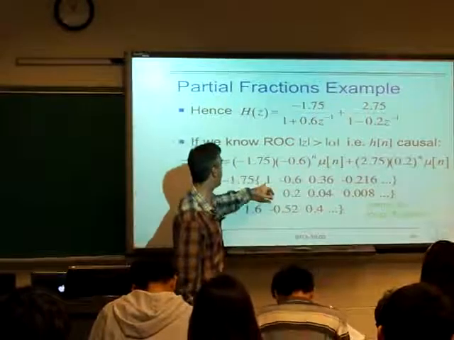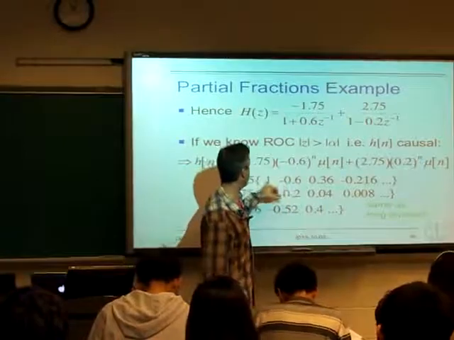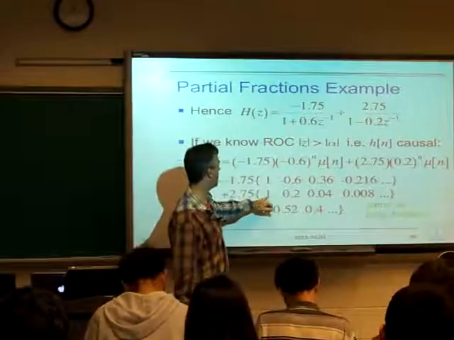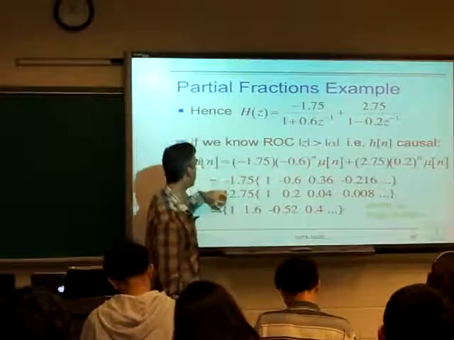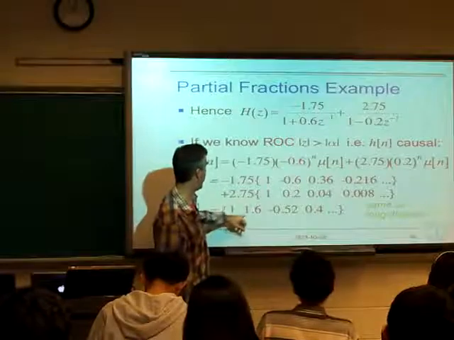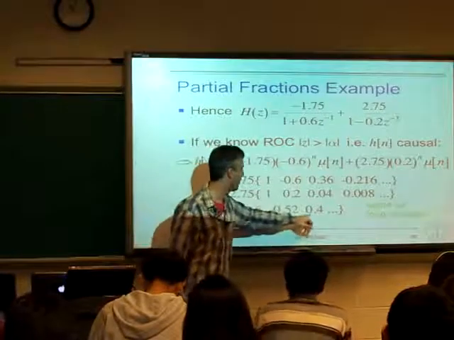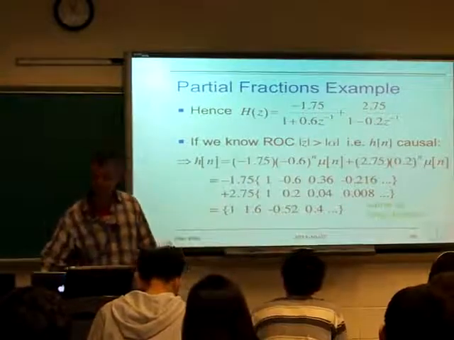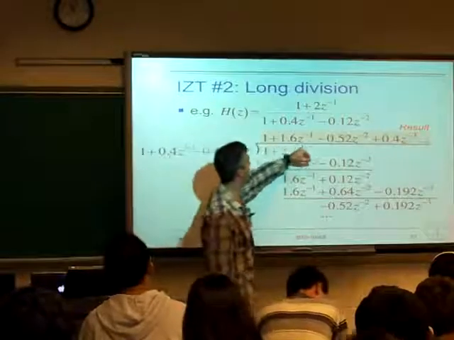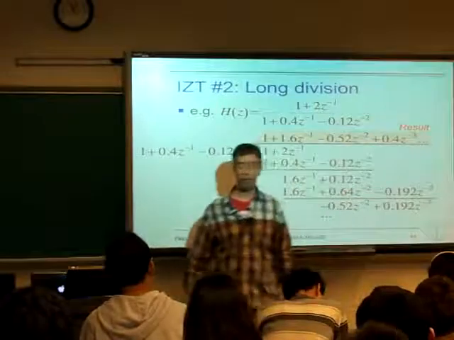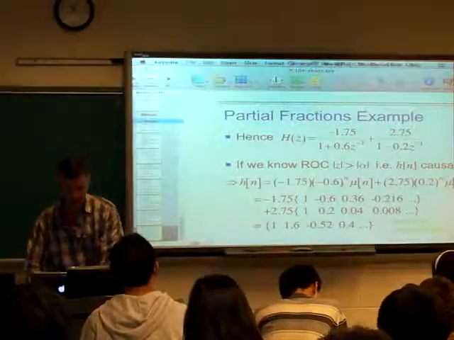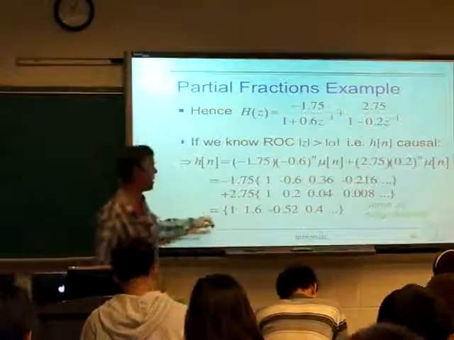So here's minus 0.6 to the n for n equals 0, 1, 2, 3. And 0.2 to the n for n equals 0, 1, 2, 3. Here are two constants. When we add those up, we get these values, 1, 1.6, minus 0.52, 0.4. If we go back to our long division, 1, 1.6, minus 0.52, 0.4. So it does indeed work, it gives us the right answer.